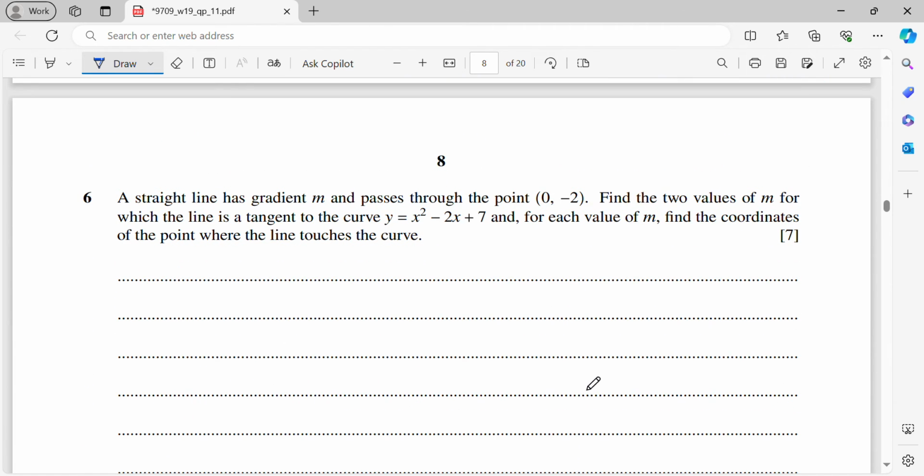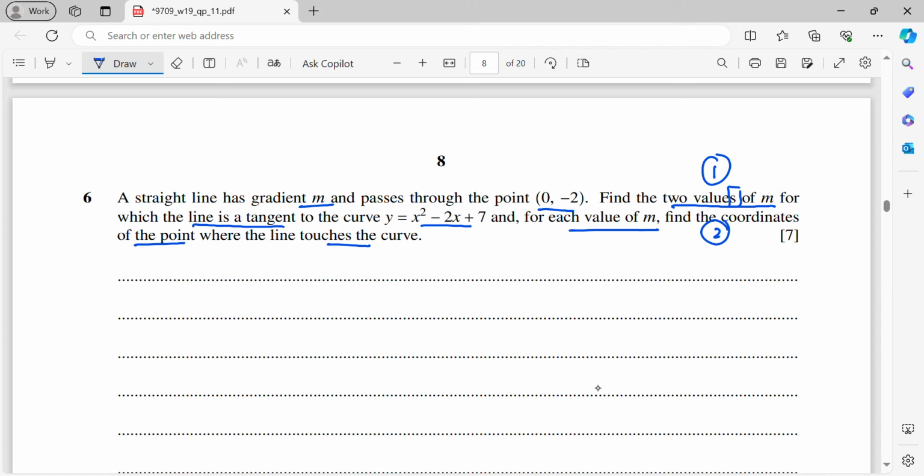Okay, now next question, number 6. A straight line has gradient m and passes through the point with coordinates (0, -2). Find the two values of m for which the line is a tangent to the curve. And for each m, find the coordinates of the point where the line touches the curve. Okay, so basically, there are two parts. The first one is to find the m values, two values. And then the second is for each m, you need to find the point.